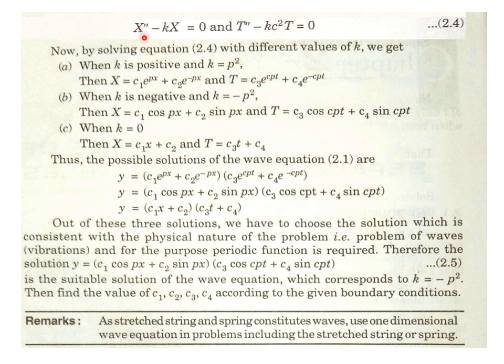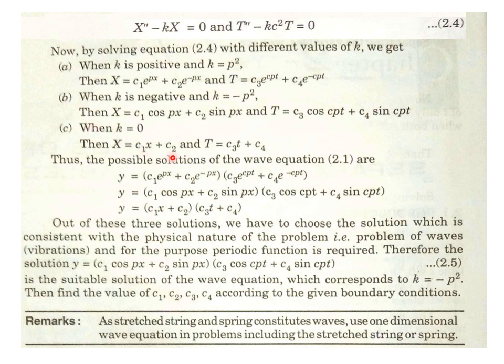If k is 0, then it is simple, X double dash equals 0. So integrating it two times, we will get capital X equals C1x plus C2. And if k is 0, then T double dash equals 0 will provide capital T equals C3t plus C4 by two times integration. So that is about values of capital X and T in three cases, and we know that the solution was assumed as small y equals capital X into capital T in equation 2.2.